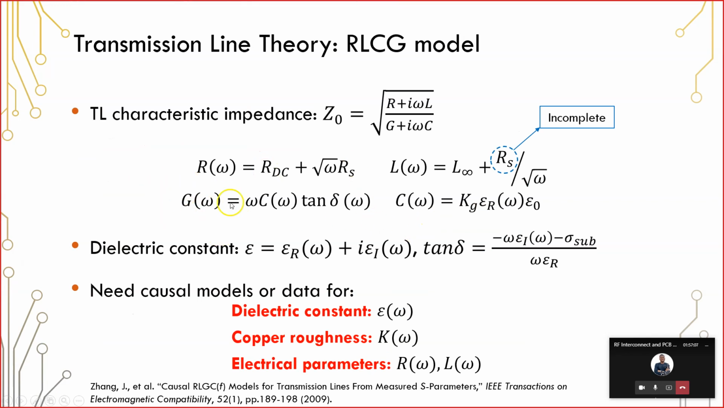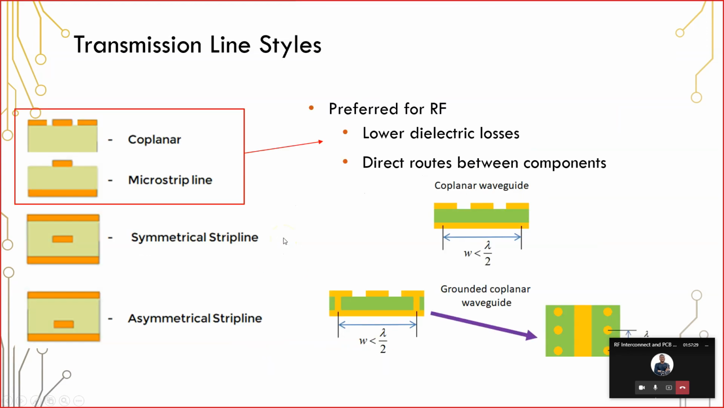Next, we have the G term, which is a substrate loss term. This is where the loss tangent comes in. So if you know the loss tangent, you can calculate the G value. You also need the capacitance. Now, this capacitance is defined by the material properties. And then there's this K sub G term. This K sub G term accounts for fringing capacitance.